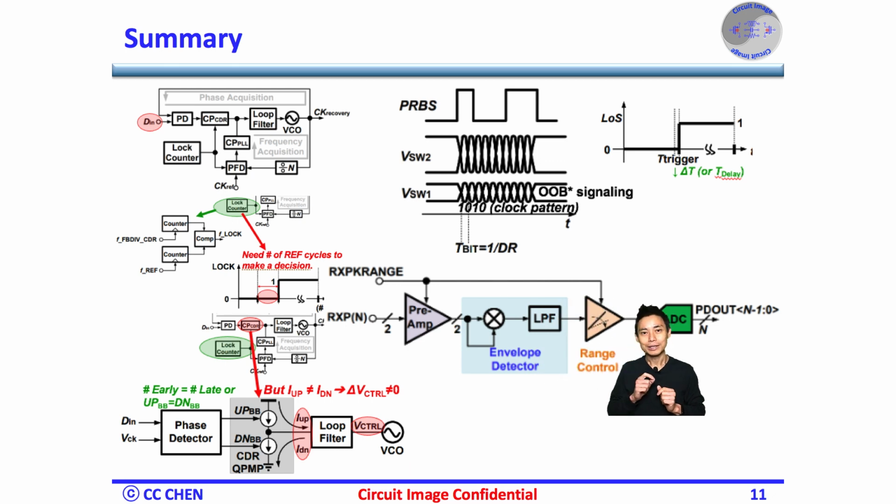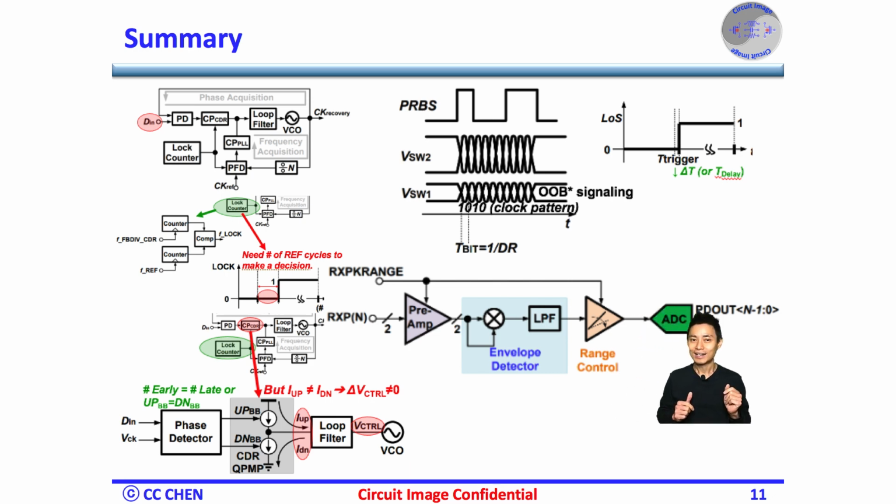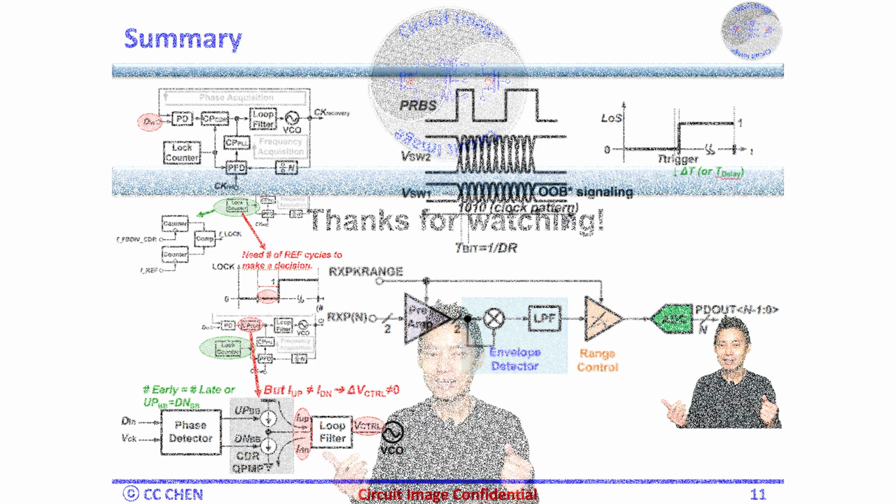To tolerate different sensitivity, range control or adjustment might be needed. Lastly, the ADC is a must as an interface between the analog front end and digital code. Hopefully, this circuit will explain to you why the peak detector is so handy in every SerDes.